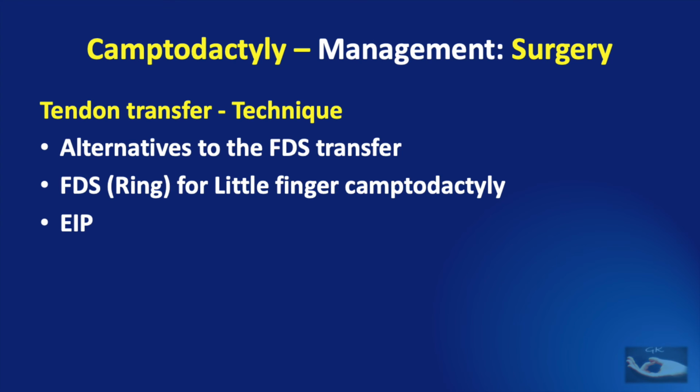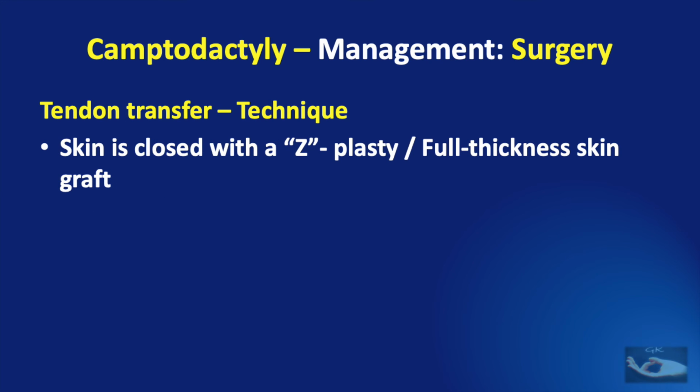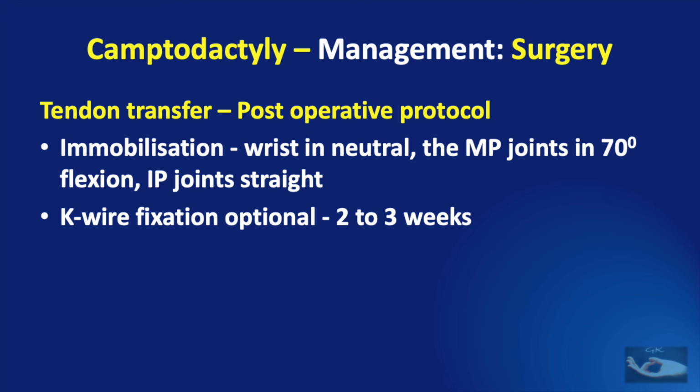If an independent FDS to the little finger is not available, the flexor digitorum superficialis of the ring finger can be used for reconstructing little finger camptodactyly, or sometimes the extensor indicis proprius can also be used. After the procedure, skin is closed with a Z-plasty or a full thickness graft or a flap, as we have already seen. Postoperative immobilization is done with the wrist in neutral position, metacarpophalangeal joints in 70 degrees of flexion and interphalangeal joints straight. K-wire fixation is optional, and if done, it needs to be maintained for 2 to 3 weeks.